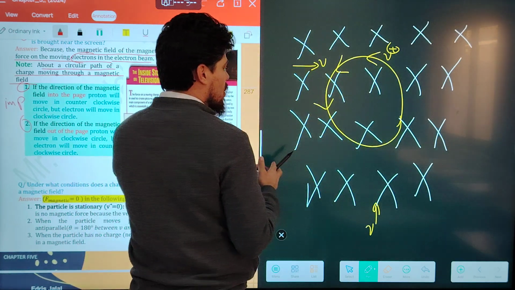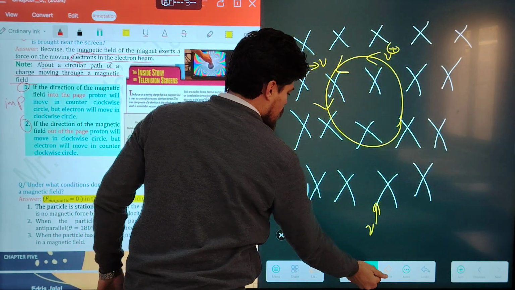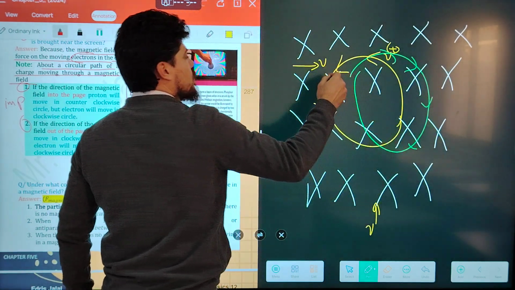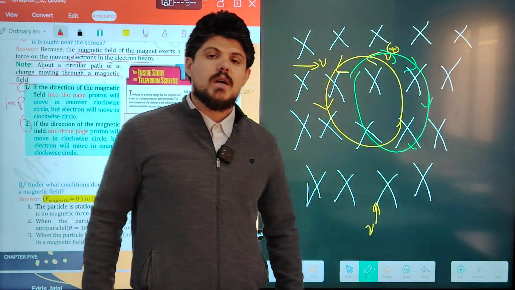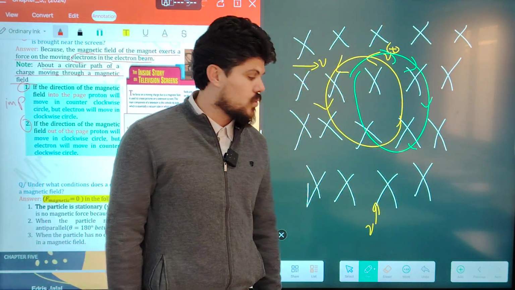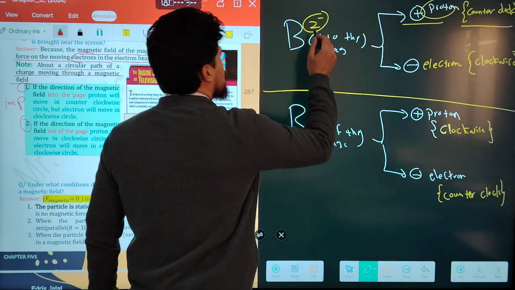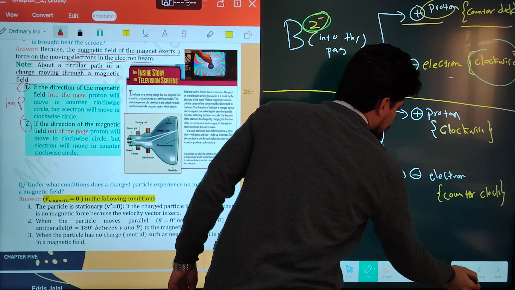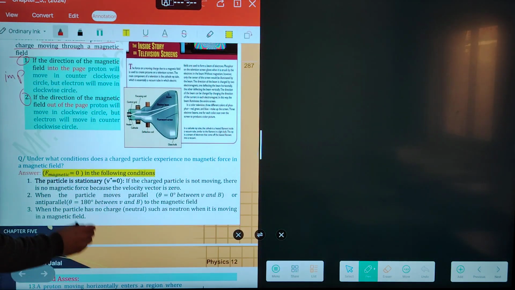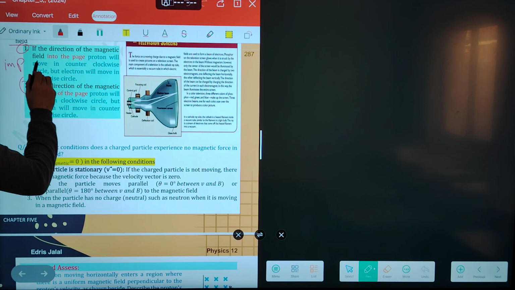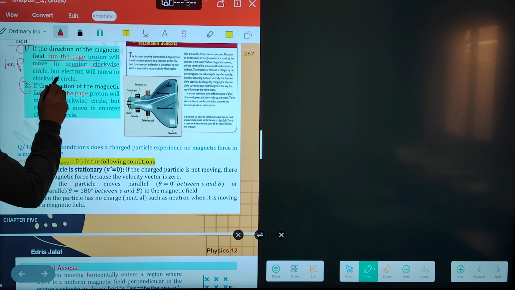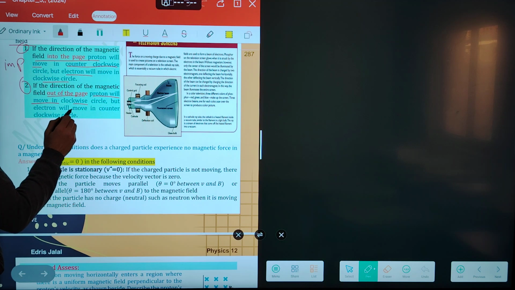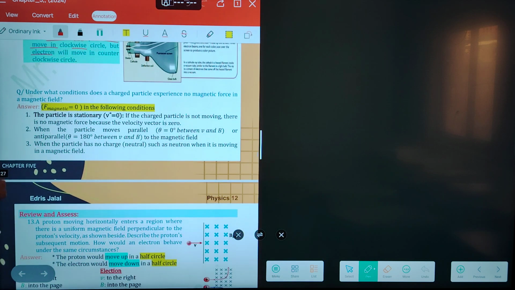What about the electron? The electron moves clockwise. When does the electron's path become clockwise? When the magnetic field is directed into the page. When the magnetic field is into the page, the electron moves in a clockwise direction. If the direction of the magnetic field is into the page, the proton will move counterclockwise, but the electron clockwise. But if the direction of the magnetic field is out of the page, the proton will move clockwise, while the electron moves counterclockwise.